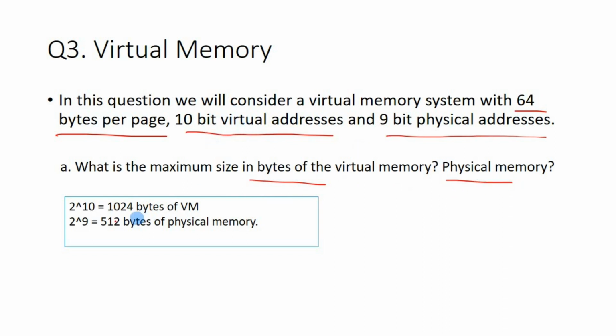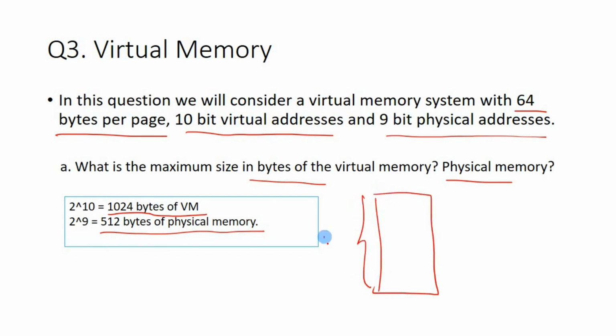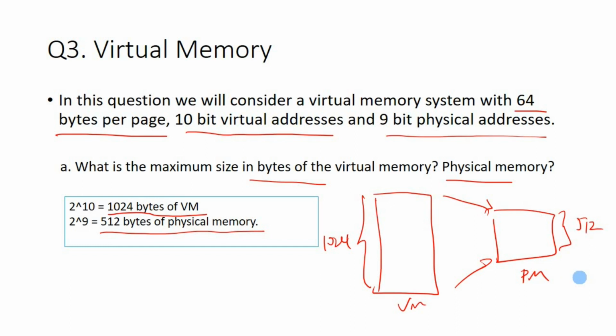For 10 bits, I have a total of 1024 bytes of virtual memory and 512 bytes of physical memory since it's 9-bit. What you must imagine is I have 1024 bytes over here, and I'm going to map it to within a range of 512 bytes of physical memory. So this is the virtual memory and this is the physical memory.